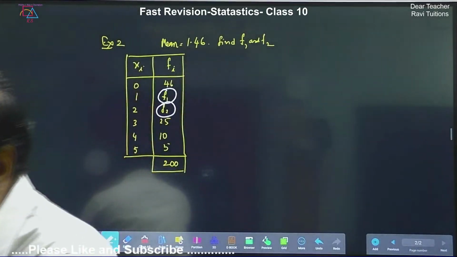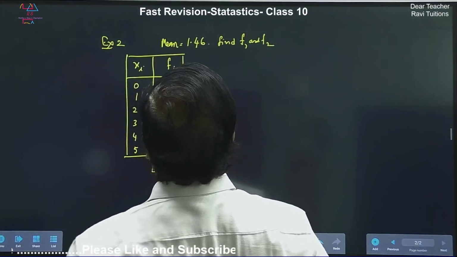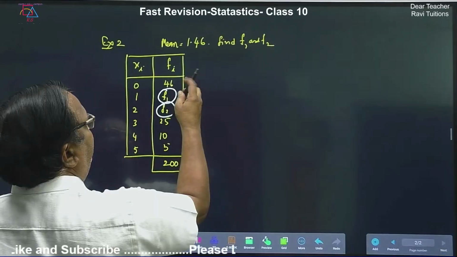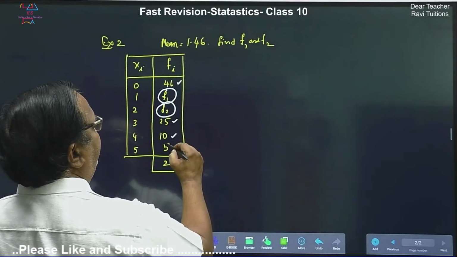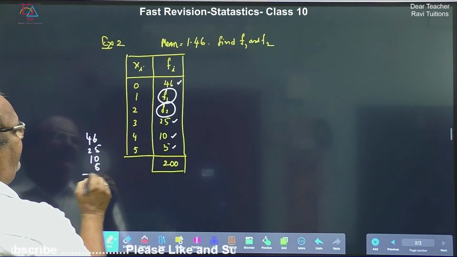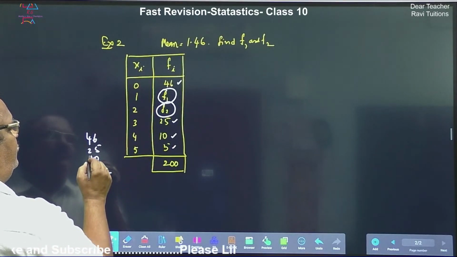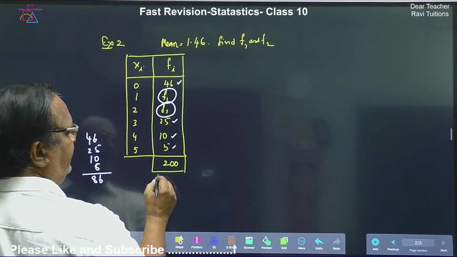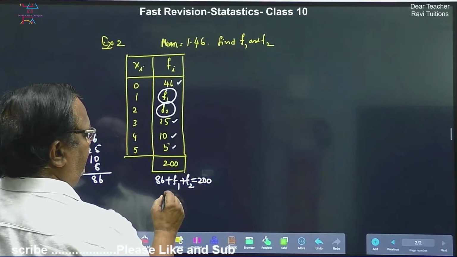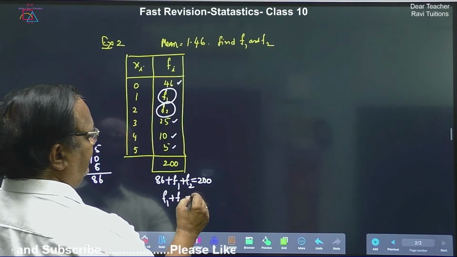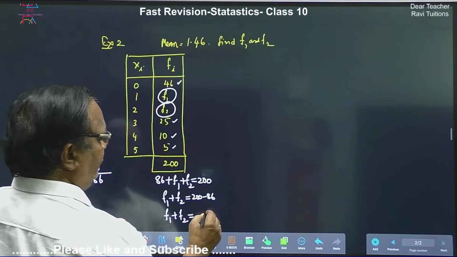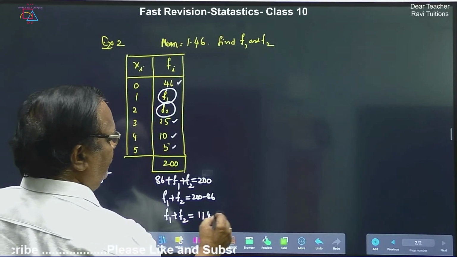Total also is given, right? So now, if you add up all these things, what happened? You have to add 46, 25, 10 and 5. 5 plus 5 is 10, 16, 2, 4, 8, 86. So 86 plus F1 plus F2 is equal to 200. So F1 plus F2 is equal to 200 minus 86. So F1 plus F2 is equal to 114. This is the first equation.